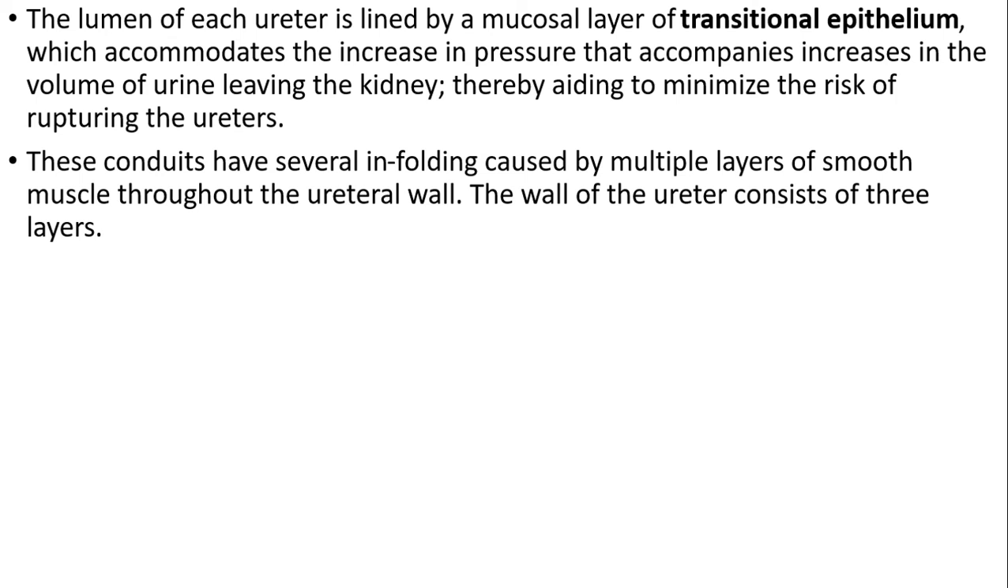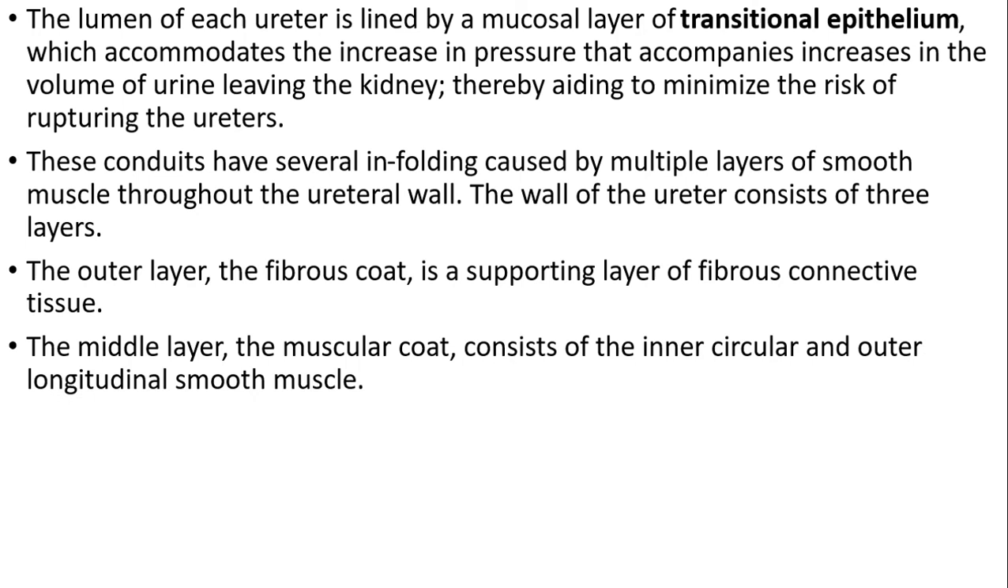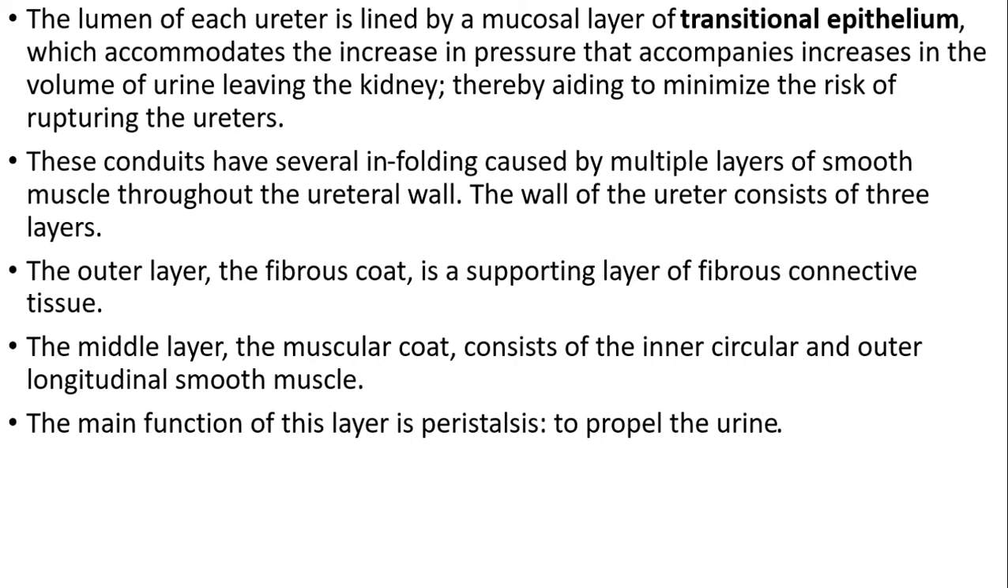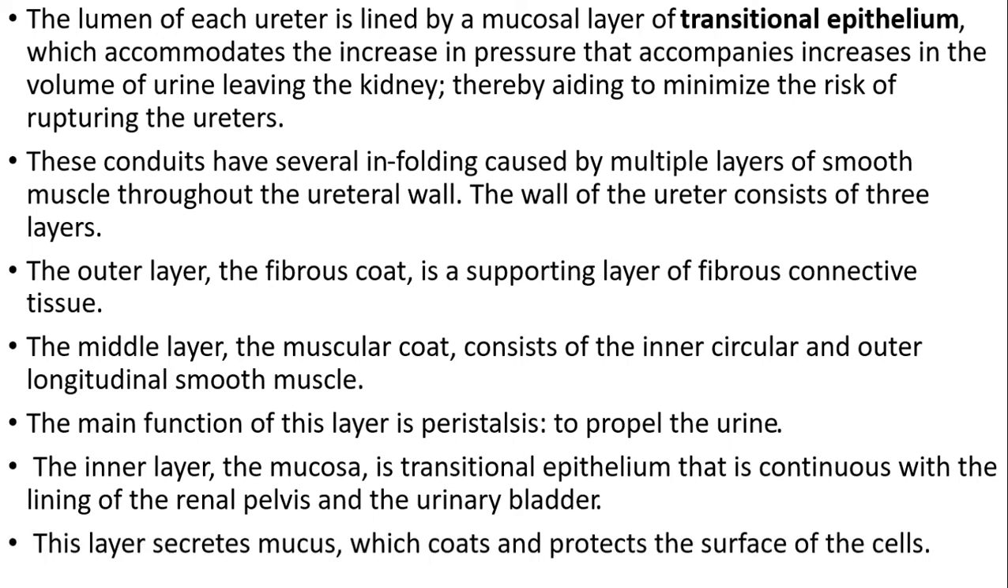The wall of the ureter consists of 3 layers. The outer layer, the fibrous coat, is the supporting layer of fibrous connective tissue. The middle layer, the muscular coat, consists of inner circular and outer longitudinal smooth muscle. The main function of this layer is peristalsis to propel the urine. The inner layer is the mucosa, the transitional epithelium that continues with the lining of the renal pelvis and the urinary bladder. This layer secretes mucus, which coats and protects the surface of the cells.